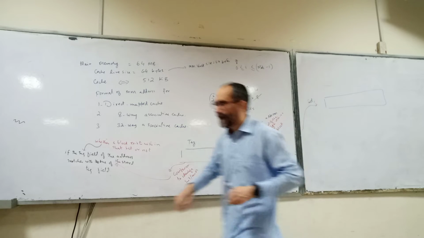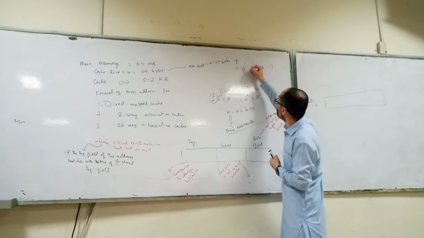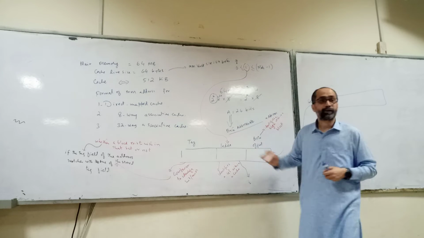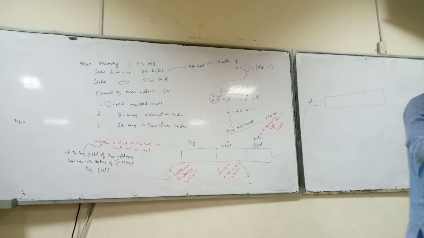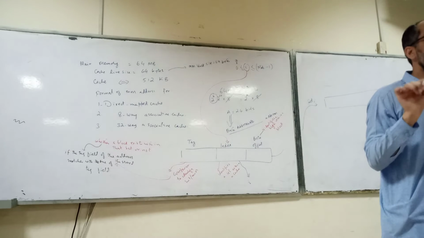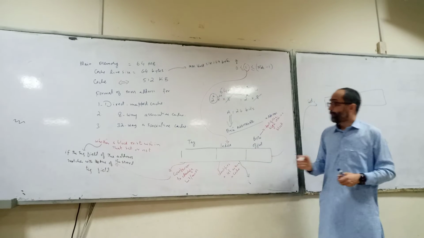Who will determine this I? Which field of the address is I mapped to? The index field of the main memory block address will identify that particular set. Okay. Now the byte offset.